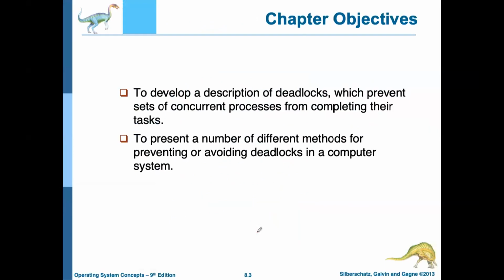So the chapter objective is to develop a description of deadlock, which prevents a set of concurrent processes from completing their task, and then to present a number of different methods for preventing or avoiding deadlocks in a computer system.